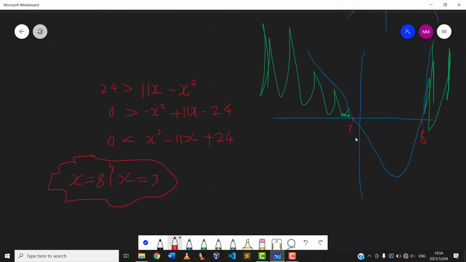So now we just have to represent this using an inequality. Where, like, you have to say x is less than 3 and x is greater than 8, because that's where these regions belong. So x is less than 3, or x is greater than 8. That would satisfy this equation here, this inequality, sorry. So that's your final answer.